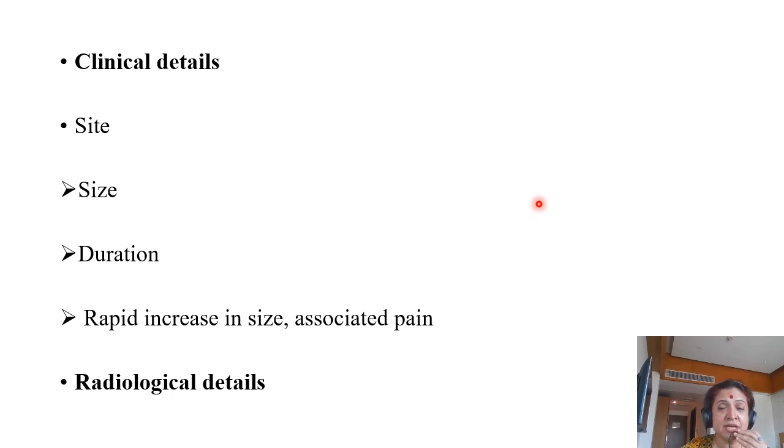For example, sometimes with a parotid swelling, the radiologist may be able to tell you it is not actually a salivary gland tumor, but an intraparotid lymph node. So, such subtle details are quite important.